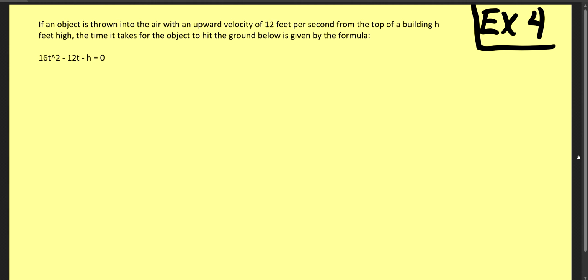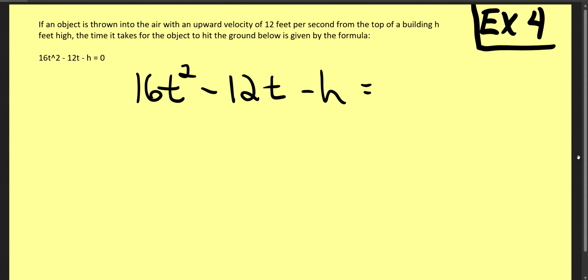Okay, so this is what we have to work with to basically factor this. We don't have a value for h, but we're going to use the h as part of our answer. So what am I trying to say here? Let's see, I'm going to write this out: 16t squared minus 12t minus h equals 0.